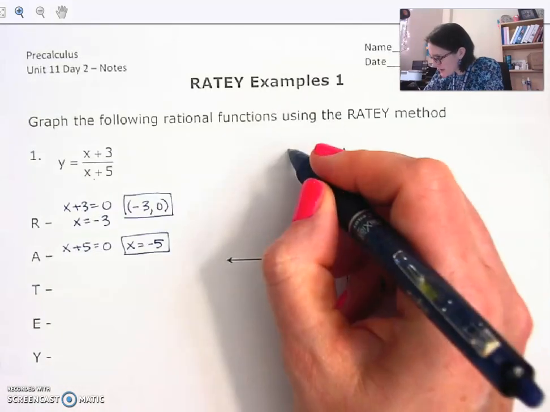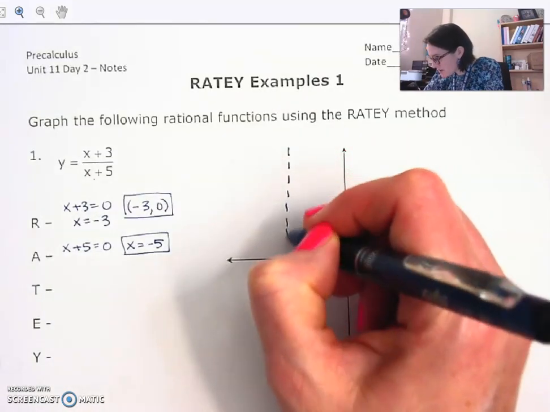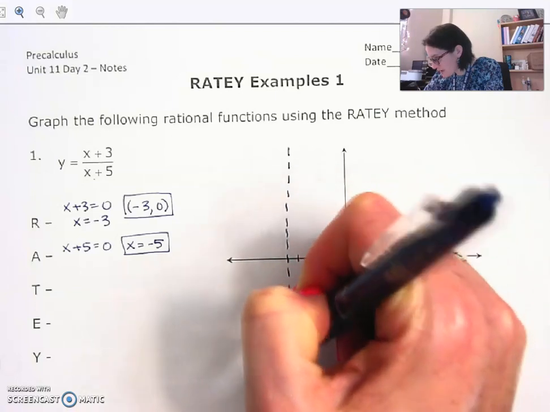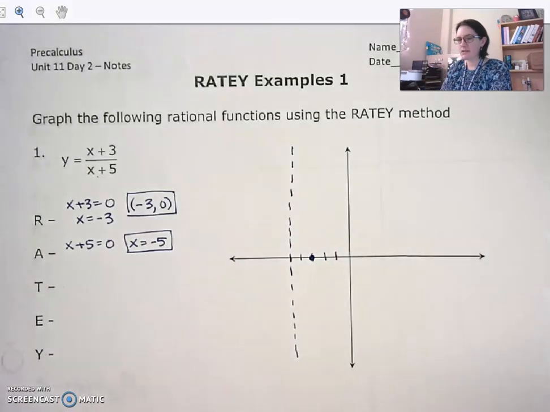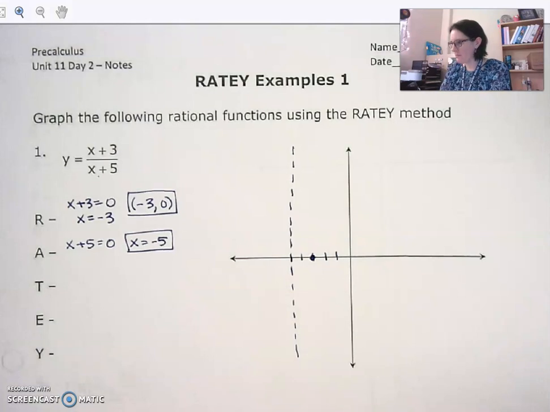And it's going to be a dashed line to show it's not a solid line, which would actually be part of the graph. This is not part of the graph, but it does determine the behavior of the graph. So remember, an asymptote, the graph cannot cross it, but it will approach it.